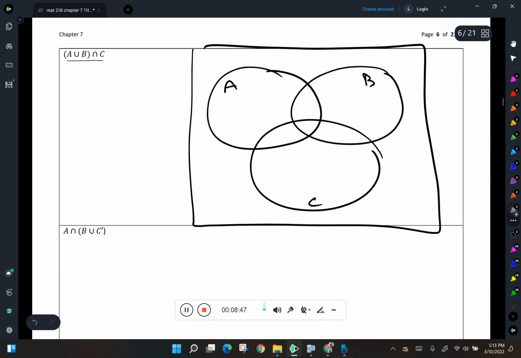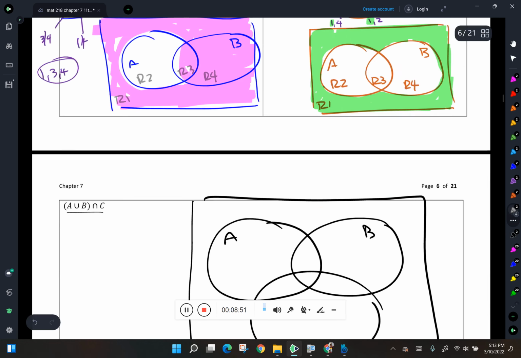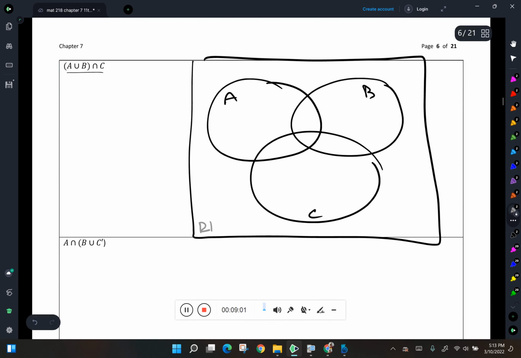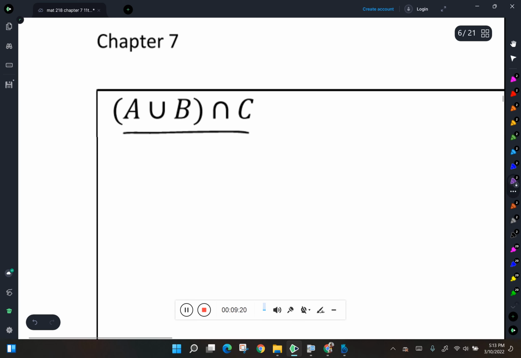Now I know region 1 is on the outside, but how they label the rest of it is completely random. So I'm going to go back and look at the picture, and it looks like they do left top to bottom, kind of. Okay. So that's going to be region 2, region 3, region 4, region 5, region 6, region 7, and region 8. And now I've got to figure out what this means.